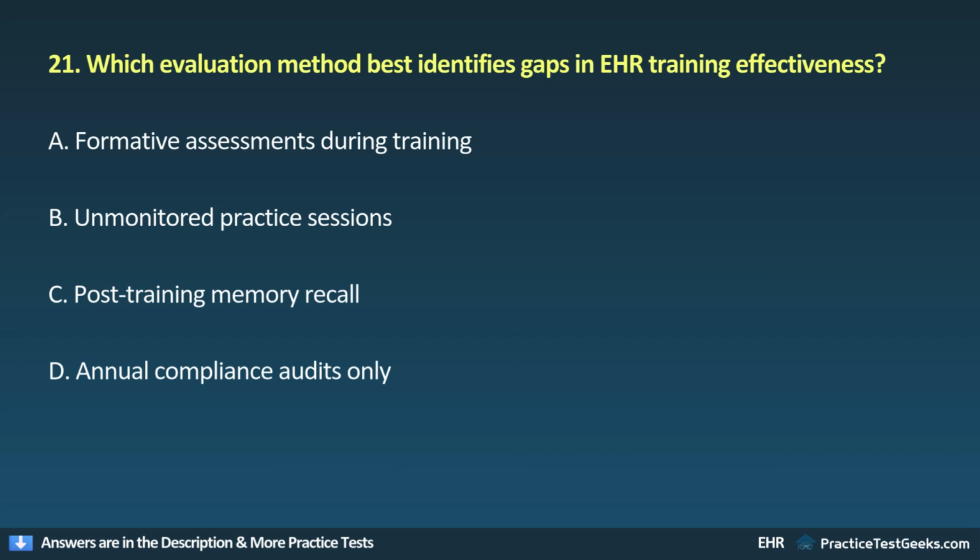21. Which evaluation method best identifies gaps in EHR training effectiveness? A. Formative assessments during training. B. Unmonitored practice sessions. C. Post-training memory recall. D. Annual compliance audits only.